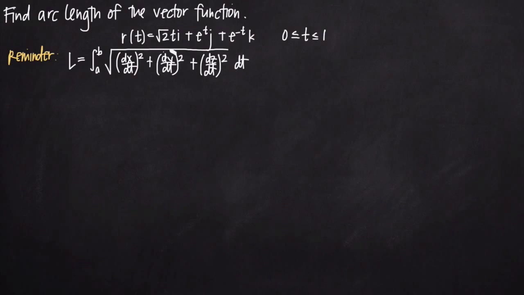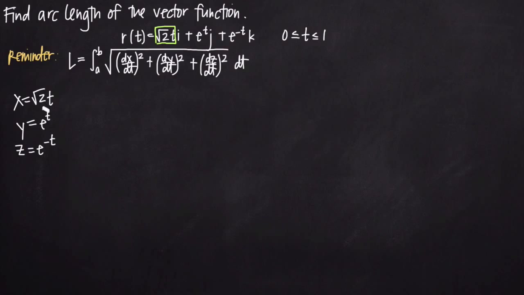So we're going to say that x is equal to the square root of 2 times t, because we're just taking the coefficient on i and defining it as the first part of our parametric equation, so we set that equal to x. Then y is equal to the coefficient on our j term, so we get e to the t. Then we take the coefficient on k and say that z is equal to e to the negative t, and now you can see that we have a set of parametric equations.